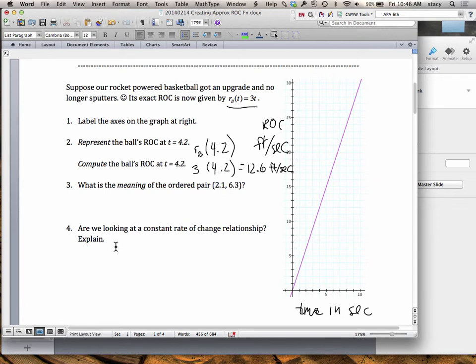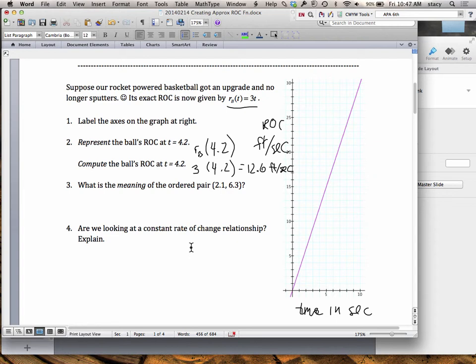Now, number 4 is the really interesting question, right? Are we looking at a constant rate of change relationship? This question was intentionally written vaguely because I wanted you to think really hard. When I want to talk about a constant rate of change relationship, what do I need to know? I need to have 2 things, right? I need to know what 2 things I'm talking about before I can specify whether or not I have a constant rate of change relationship between those 2 things. So what 2 things would you like to look at?